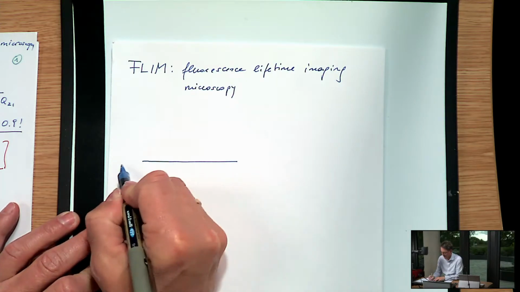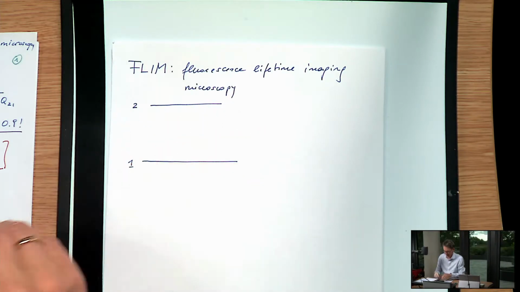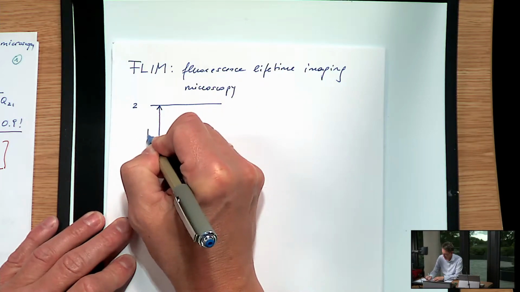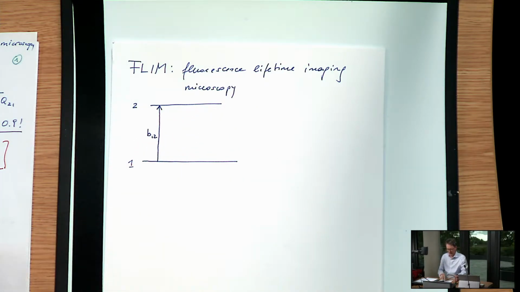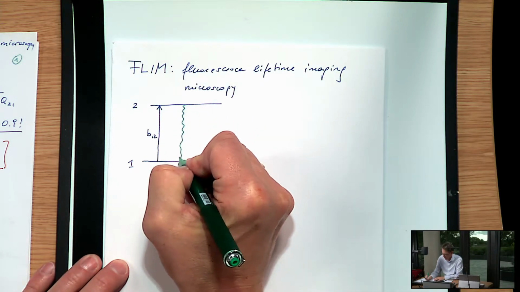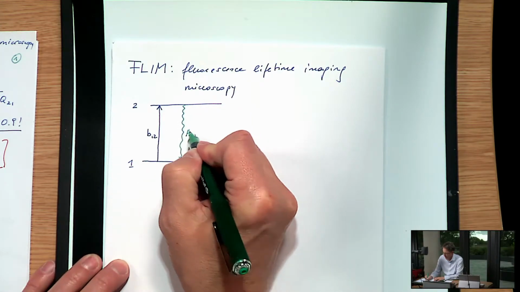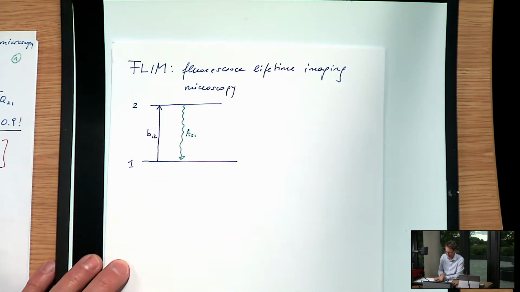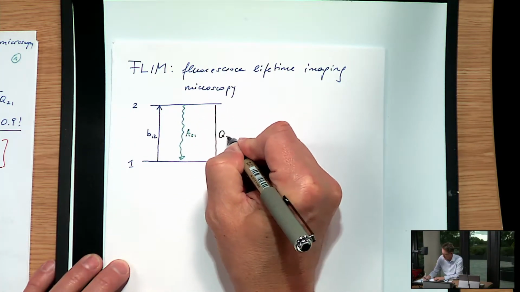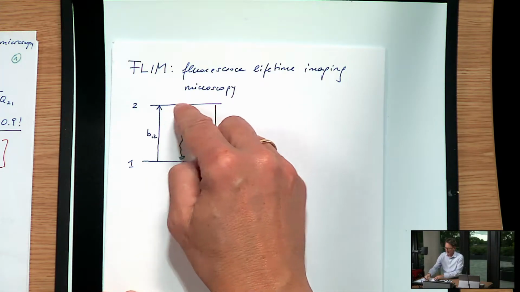So if we have a two-level system, as usual, 1 and 2, then I can drive population up at a rate B12, as we've seen in the last lecture. And the population we drive into the upper state can decay down by fluorescence at a rate A21. And it can also be quenched. So these are losses at rate Q21.